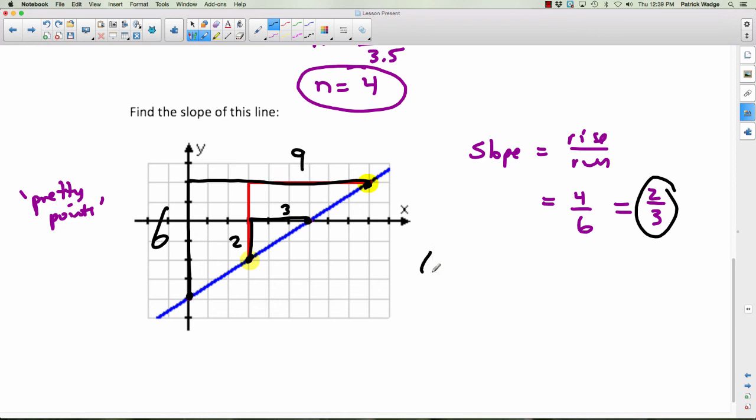I would have gotten 6 over 9. You know what that is in lowest terms? 2 over 3. Divide them both by 3. 6 divided by 3 is 2. 9 divided by 3 is 3. You get 2 over 3. You always get 2 over 3 no matter which points you pick. You would even get 2 over 3 if you were crazy enough to pick a point like here and here, non-pretty points. And if you could figure out exactly how far the rise is and how far the run is, I promise you, you will always get 2 over 3 for any 2 points in that line, which is pretty cool.